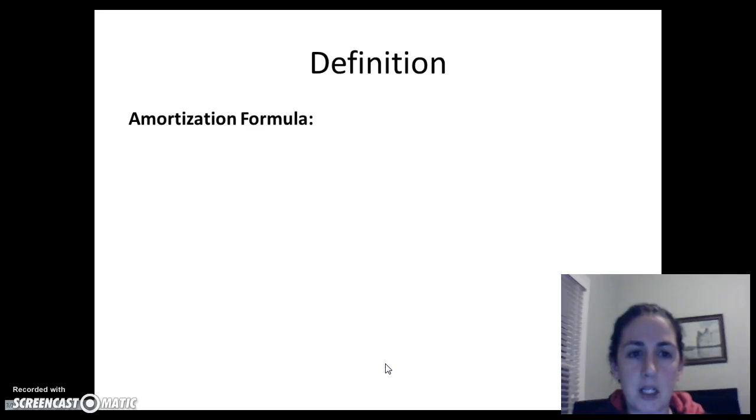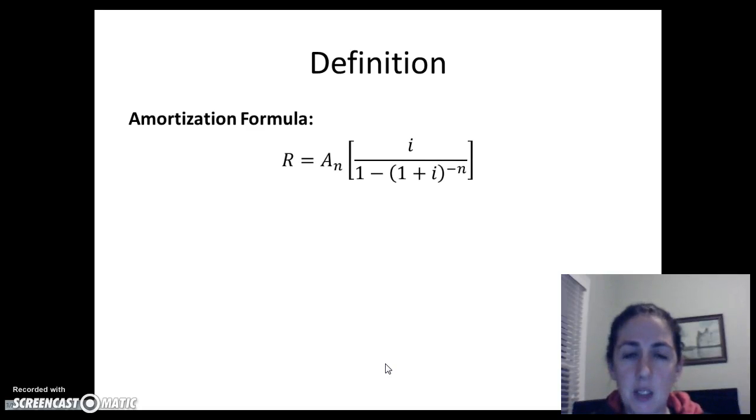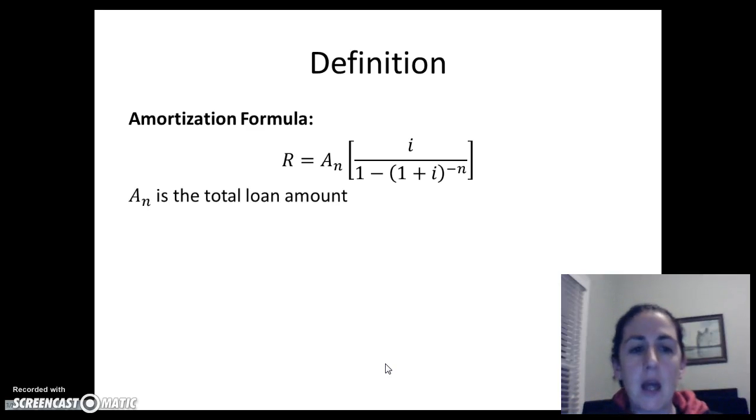So here's the amortization formula. R equals A sub n, now A sub n is one variable by itself, times i over 1 minus (1 plus i) raised to the negative n. Notice that exponent is negative. A sub n is the total loan amount. That's the amount of money you had to borrow.